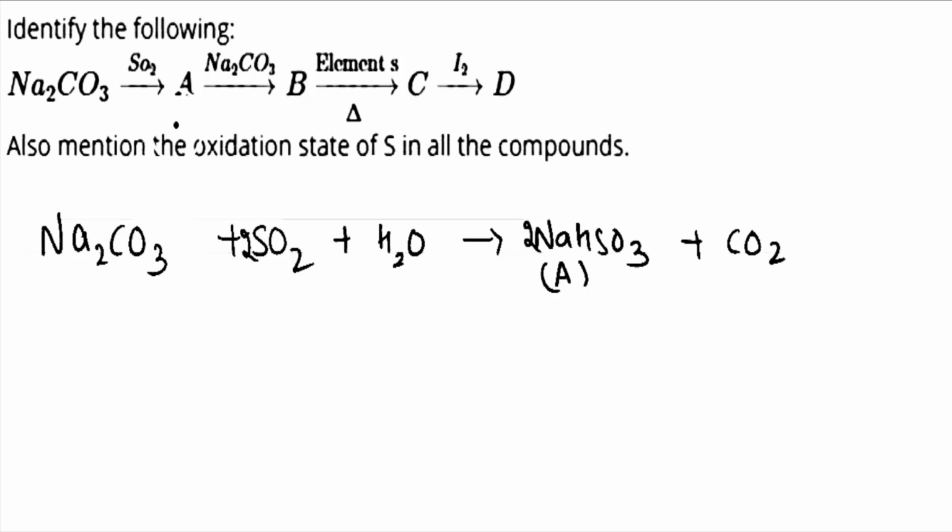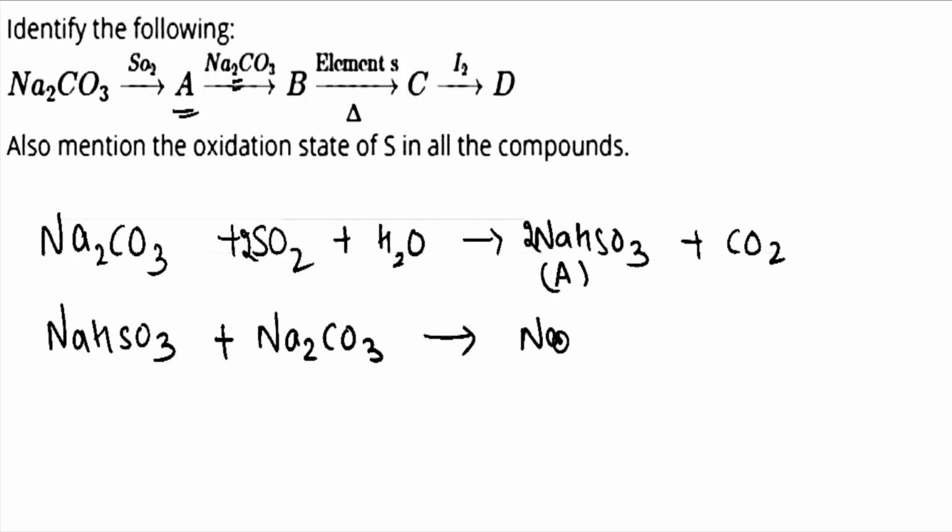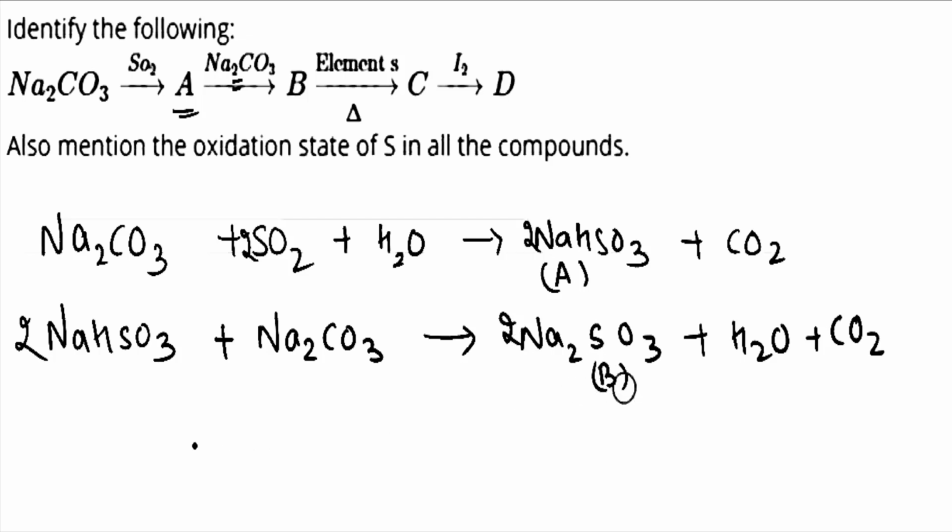Now further in the question it says that A will be reacting with Na2CO3. So A, which is NaHSO3, reacts with Na2CO3 and forms Na2SO3 along with H2O and CO2. So that is the balanced equation, and clearly the compound B is nothing but Na2SO3.